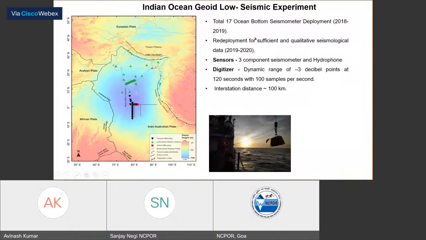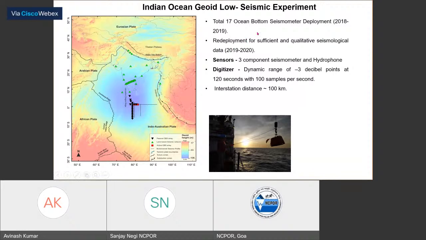So with this, I would like to explain the Indian Ocean Geoseismic experiment, which was an initiative by NCPOR in which a total of 17 ocean bottom seismometers were deployed during 2018 and 2019. These inverted triangles show the locations of the ocean bottom seismometers in the Indian Ocean geological region. There are certain other seismographs I have shown. These are the Indian networks, and some of the temporary arrays have been shown over here.